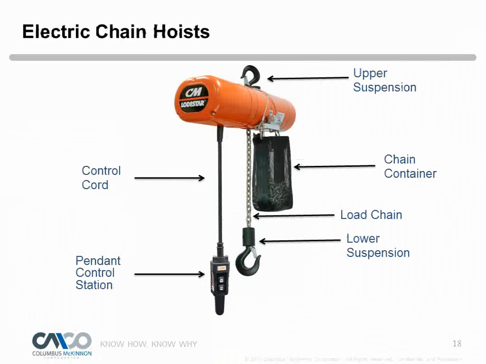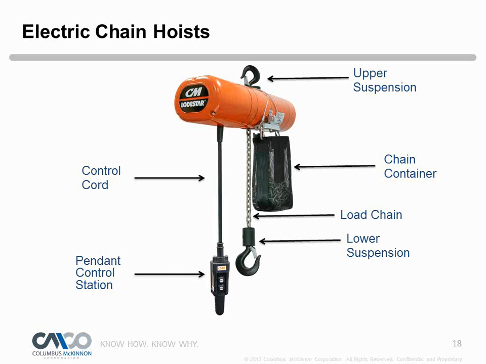So we're going to talk about the electric chain hoist and the wire rope hoist. Here's a typical example of an electric chain hoist. The upper suspension could be hook, could be lug, depending on how we're going to mount it. It usually has a chain container so that we don't have all the chain laying all over the place where it interferes with lifting the load or interferes with the operation. So we tend to put the loose chain in a bag while we're operating the unit.